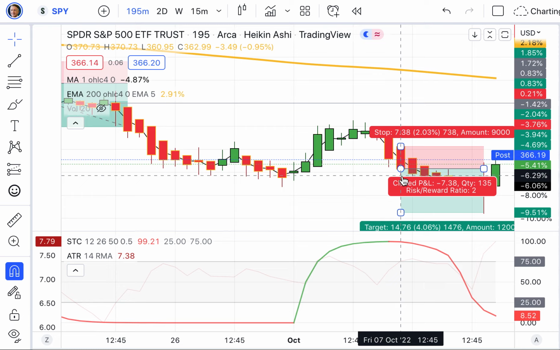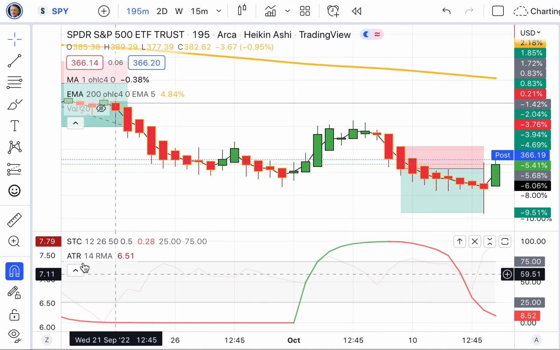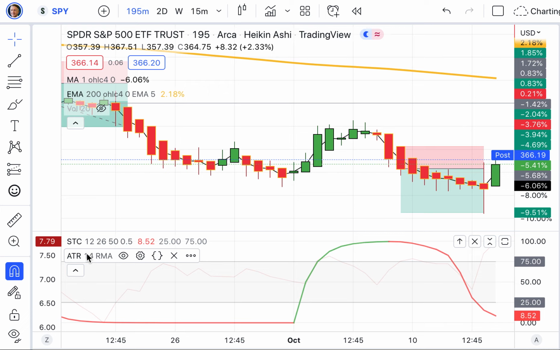And you will see where we set it at 7.38. So that's 738 ticks. We then double that because we have a 2-to-1 reward to risk ratio. Means we're willing to risk 2.03% for a gain of 4.06%. And we're basing those numbers on where the stock has moved in the last 14 periods. This is an ATR set of 14 period.